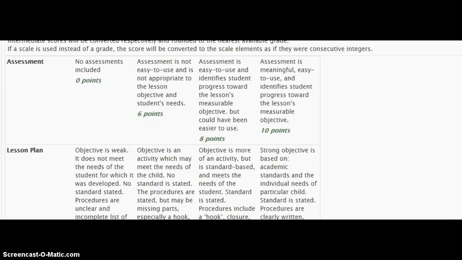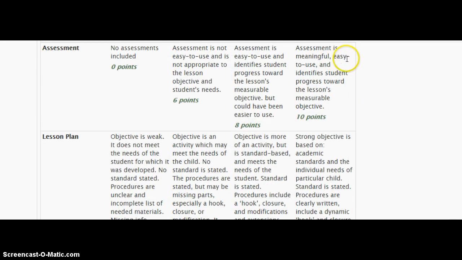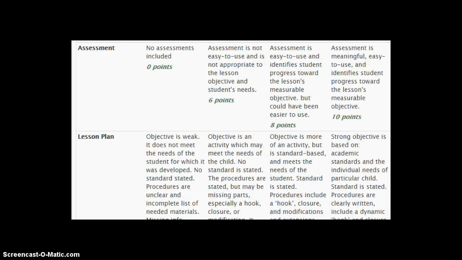Now there is a rubric for this assignment. First off, assessment. The assessment in your lesson plan, and you are using the long form lesson plan, was it meaningful to the needs of the student? So if you're telling me that this student is going to be working on decoding, your assessment shouldn't be on comprehension. It should measure the lesson's objective. So yes, your lesson may have fluency and comprehension components, but is the assessment really measuring your objective for that day? So make sure that it's easy to use, meaningful, and is really helping you chart that student's progress towards the lesson's measurable objective, which comes from your reading goal.